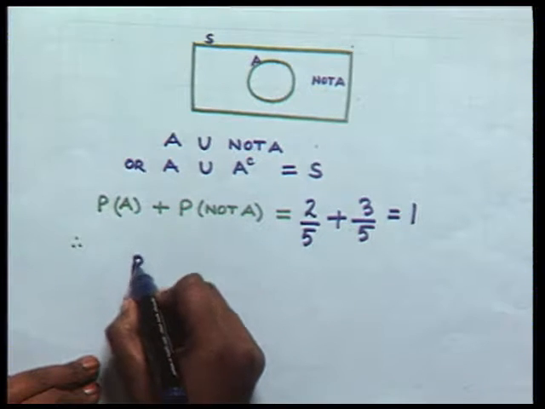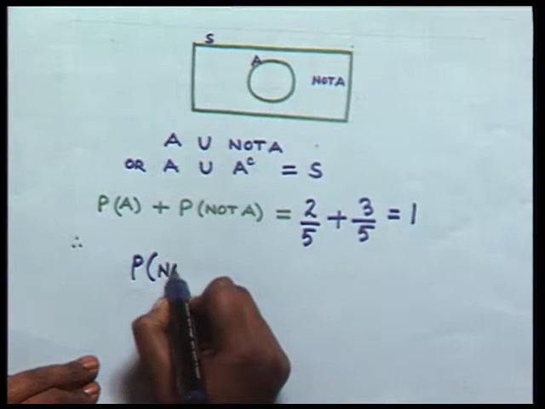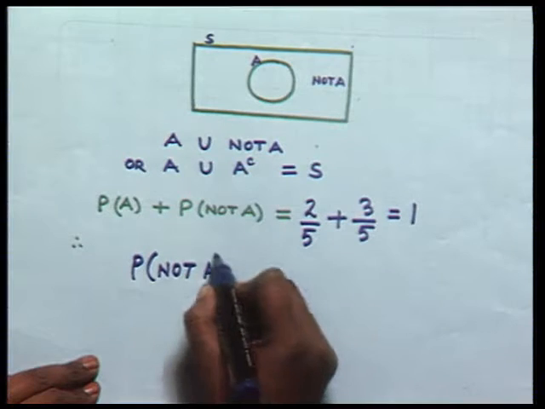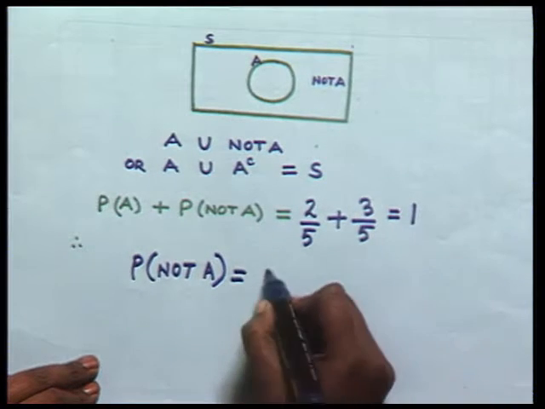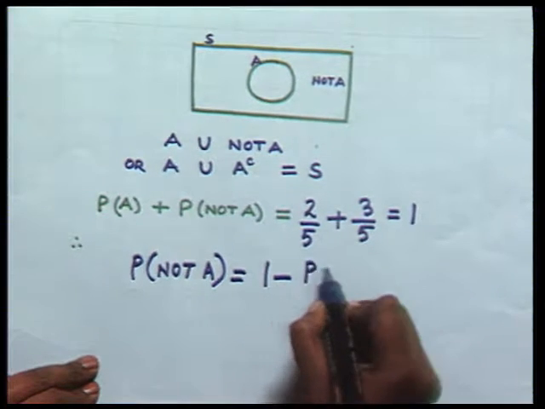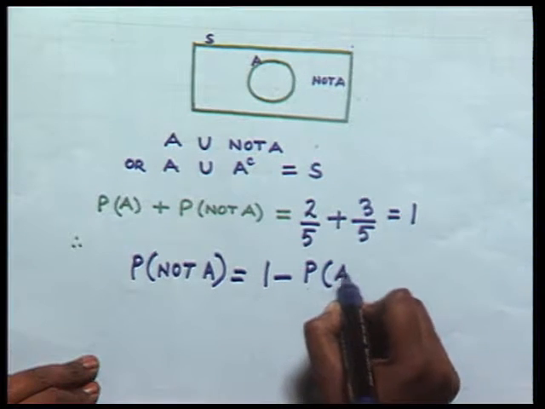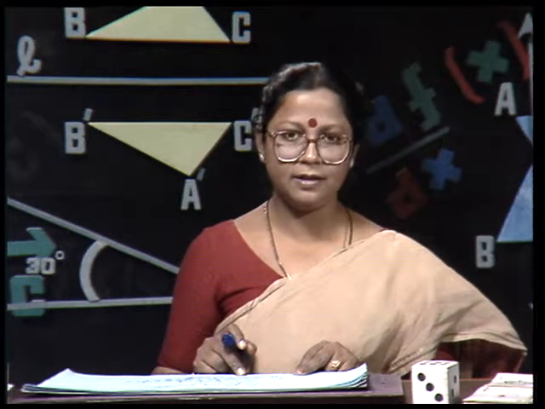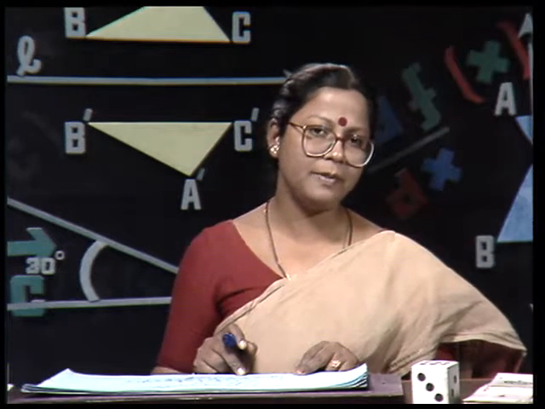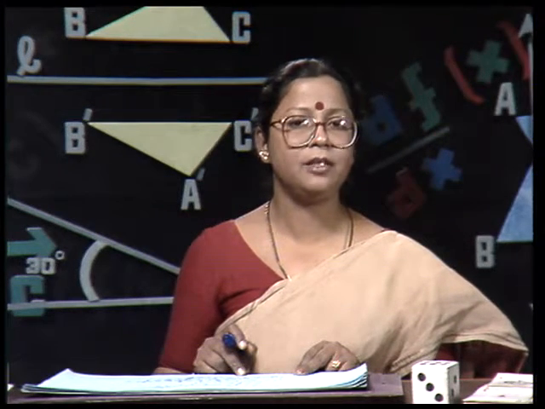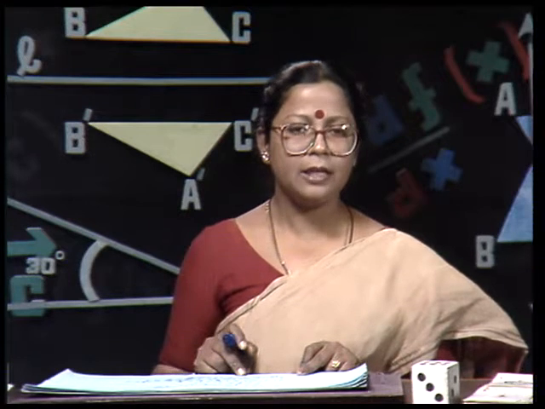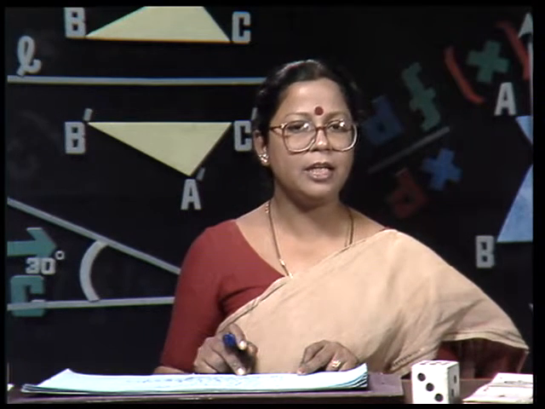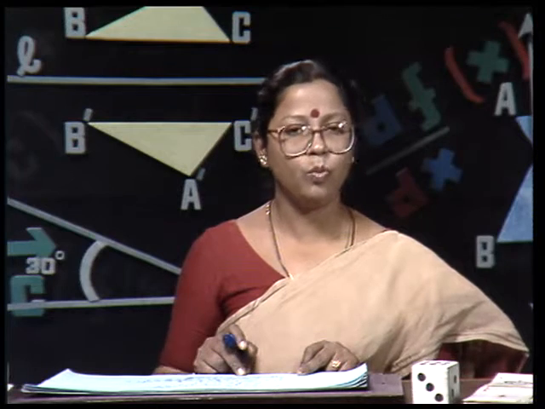Therefore, we have probability of event not A is nothing but equal to 1 minus probability of event A. Thus, we observed that if we know the probability of occurrence of an event, then we can find out the probability of the occurrence of an event not A by subtracting the probability of the event A from 1.